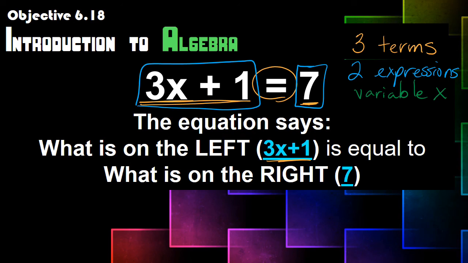Here we have a coefficient, let's pick a different color here. Our coefficient is 3. And our constants, we have 2 constants here. Our constants are 1 and 7.